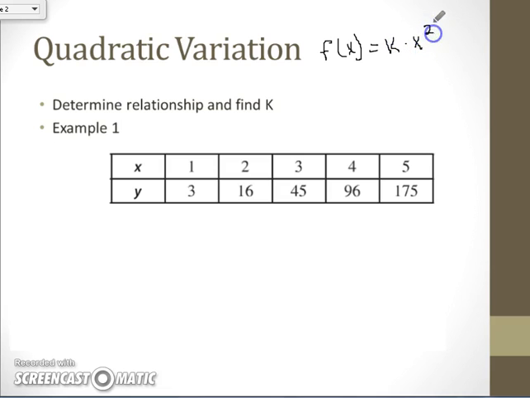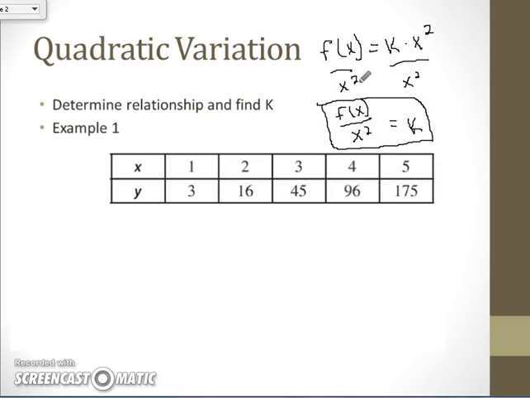So the equation that you use to determine a quadratic variation is f of x equals k times x squared. And if we're specifically solving for k, if we divide by x squared, we would have k by itself. So we would end up with f of x divided by x squared, and that equals k. This is going to determine k for us in this relation.